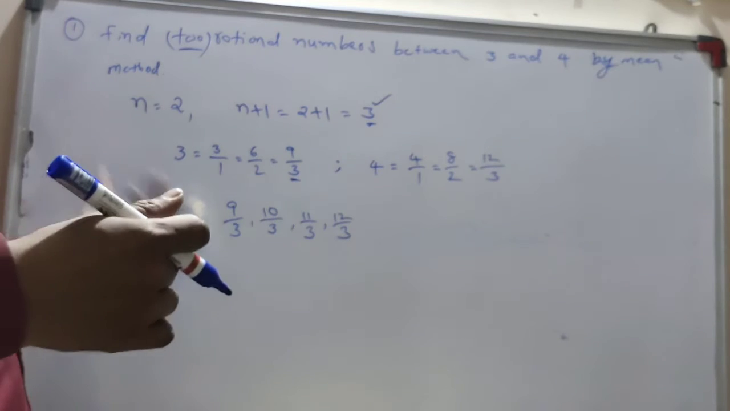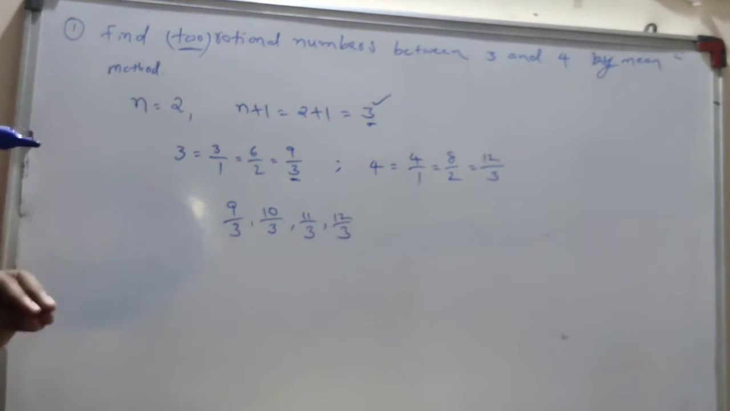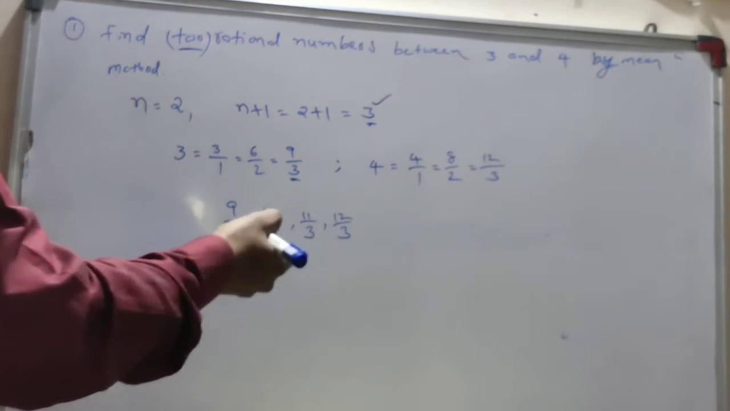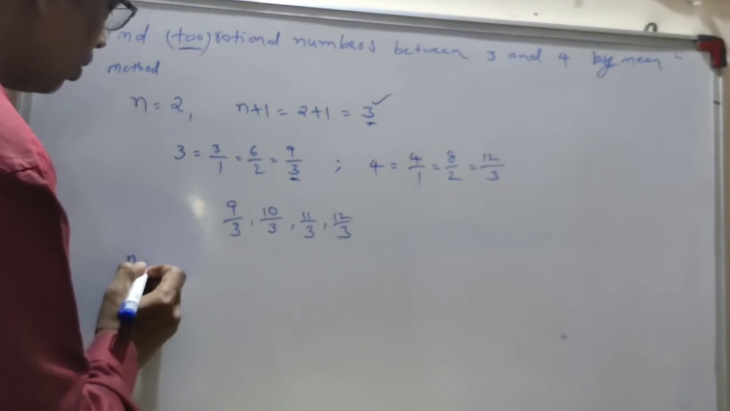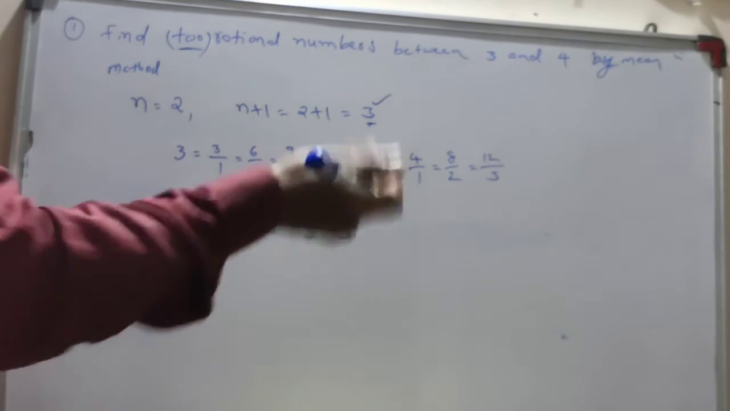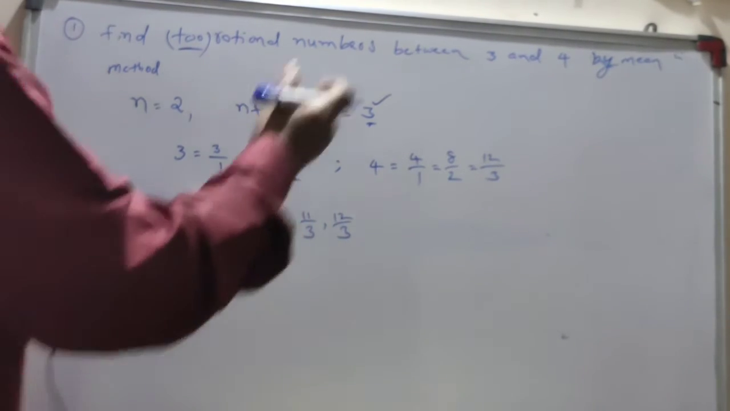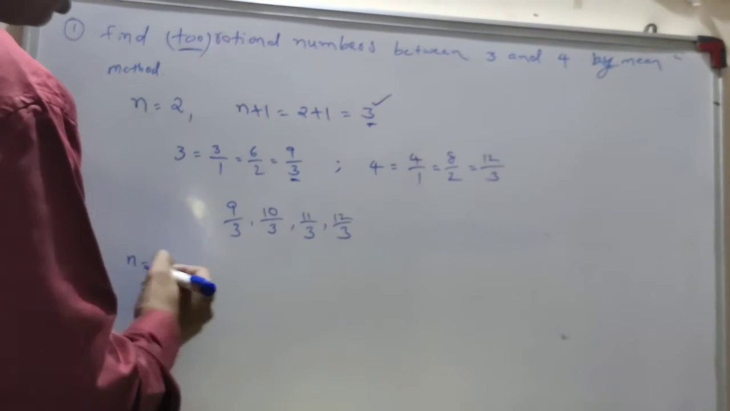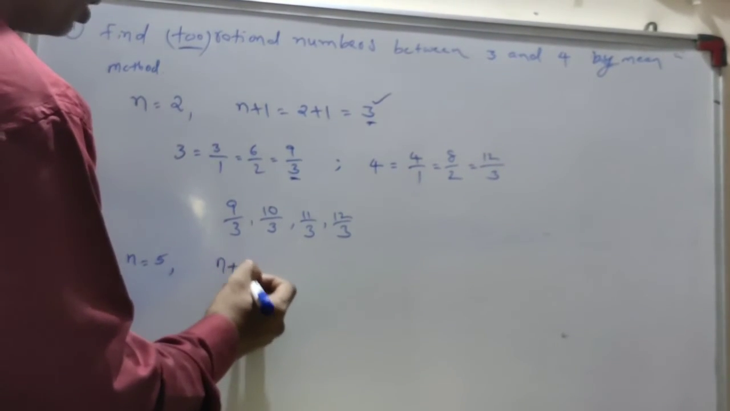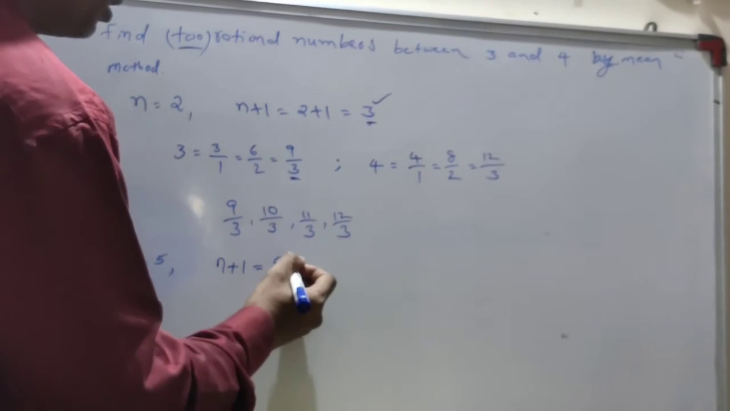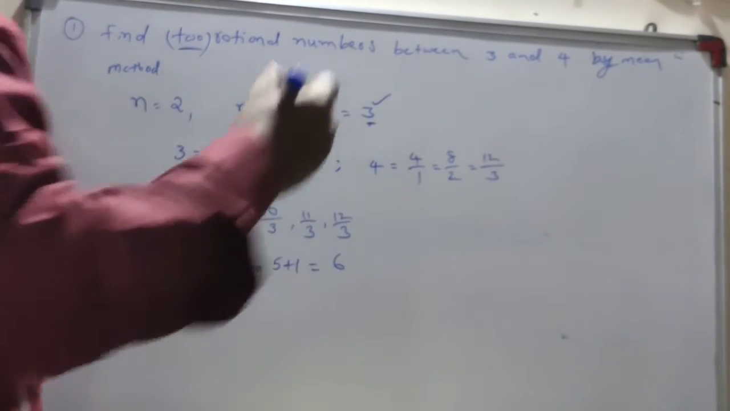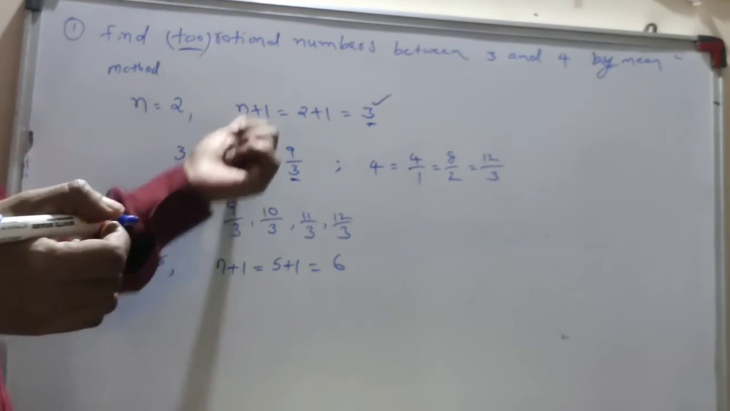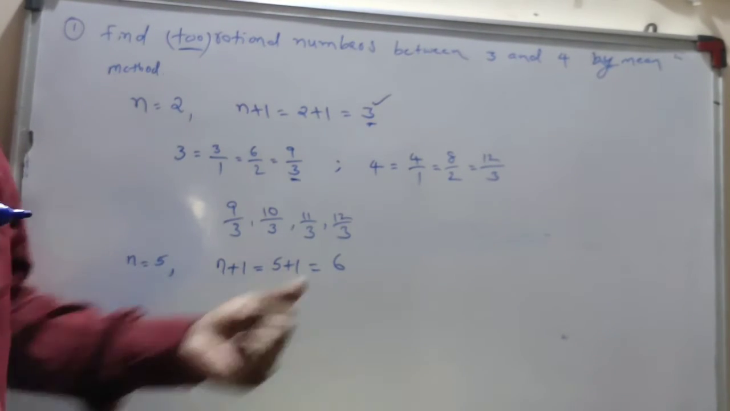Okay, so suppose you need to get 5 rational numbers in between 3 and 4, let us see that also. Why? Because it is a one-step method, a very easy method. You can write any number of rational numbers between two given numbers. So I am trying one more. So n is equal to 5. Here n plus 1 we can write as 5 plus 1, so as to get 5 rational numbers. According to this process, find n plus 1, that is 6.